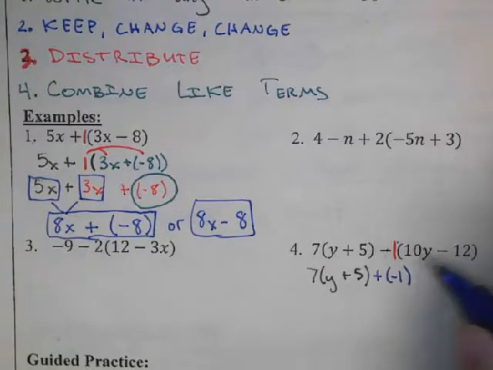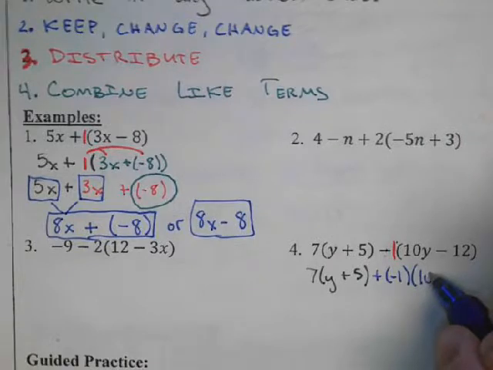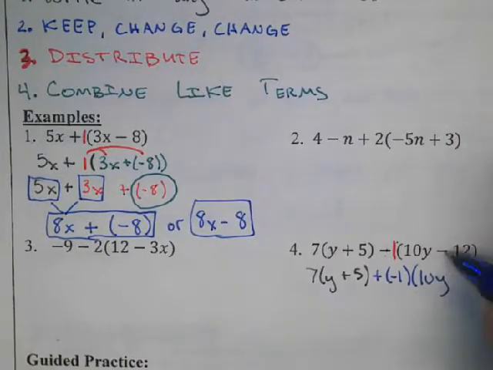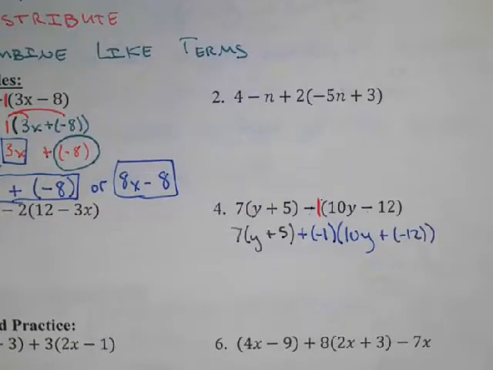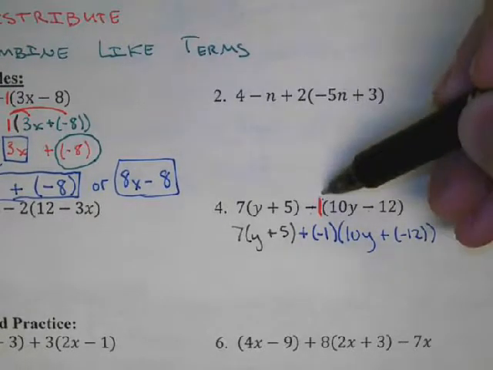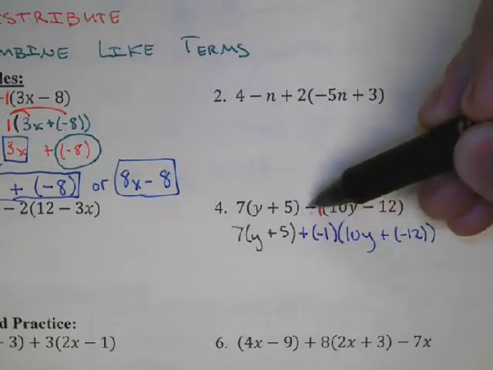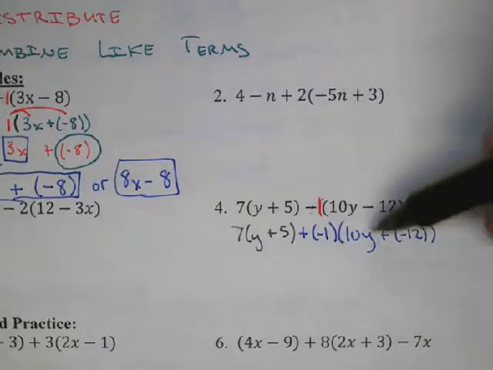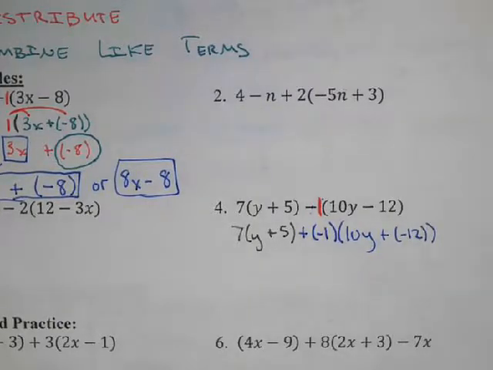Open my parentheses. And then we'll have 10y. And then we go change, change. So plus negative 12. So we wrote in that hidden one on our first step right here. And then we did our keep, change, change, changing subtraction, changing that 1 to a negative, and then we did change, change right here, changing that subtraction to addition, and making that 12 a negative 12.